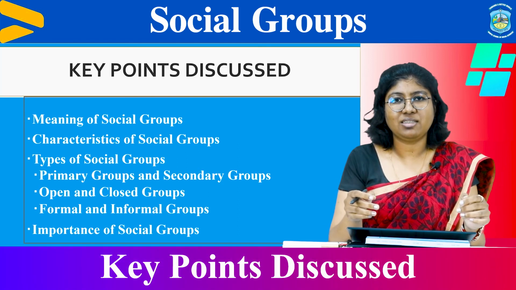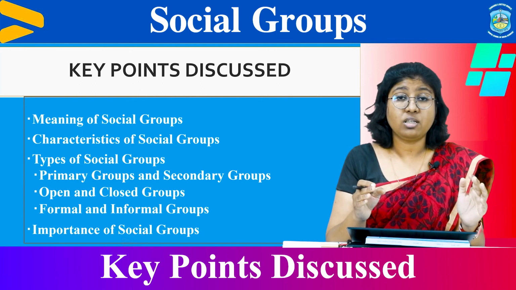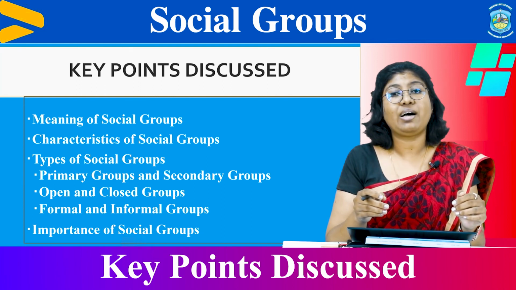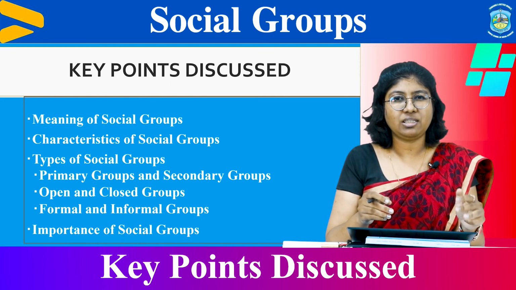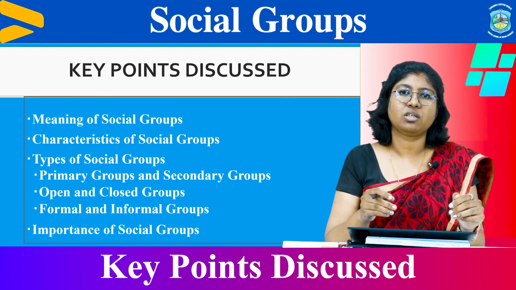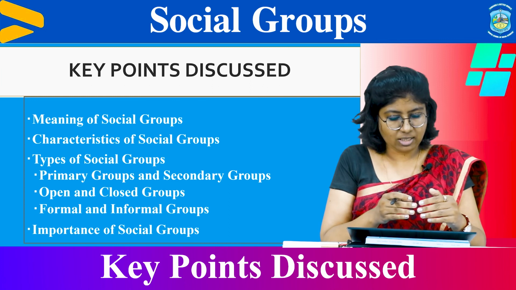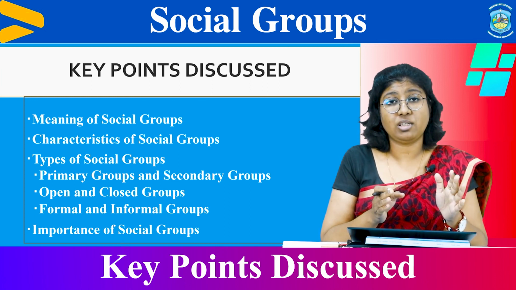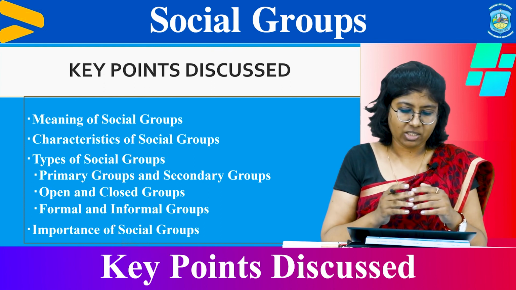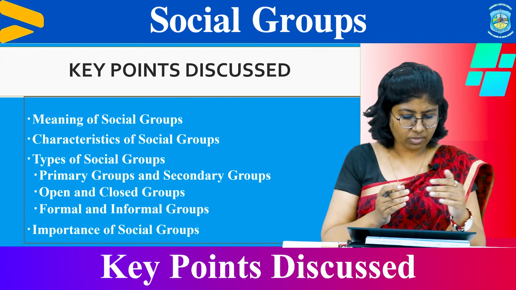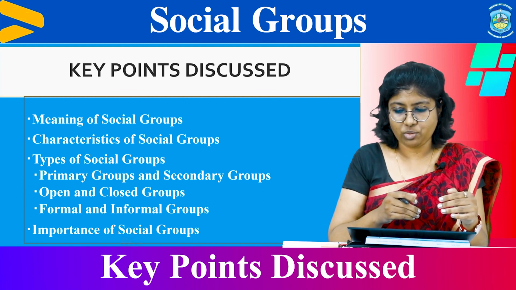Now let's summarize the video. Today we have learnt about the meaning of social groups. We have learnt about the characteristics of social groups. We discussed 3 types of classification, whereby 6 types of social groups were discussed. And of course, the list is not limited to this. There are further types of social groups as well, which we are not covering in this video. And the last thing we learned was the importance of social group.